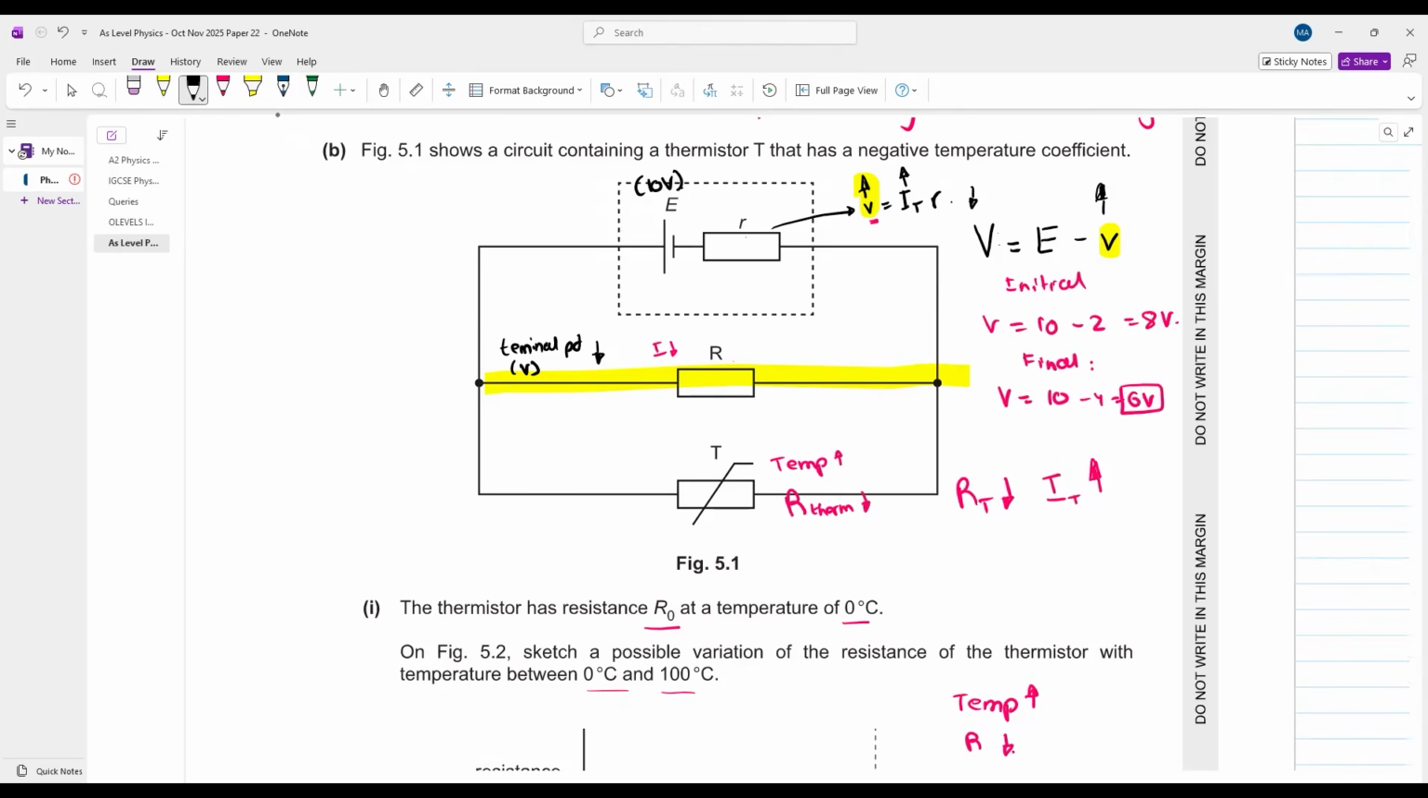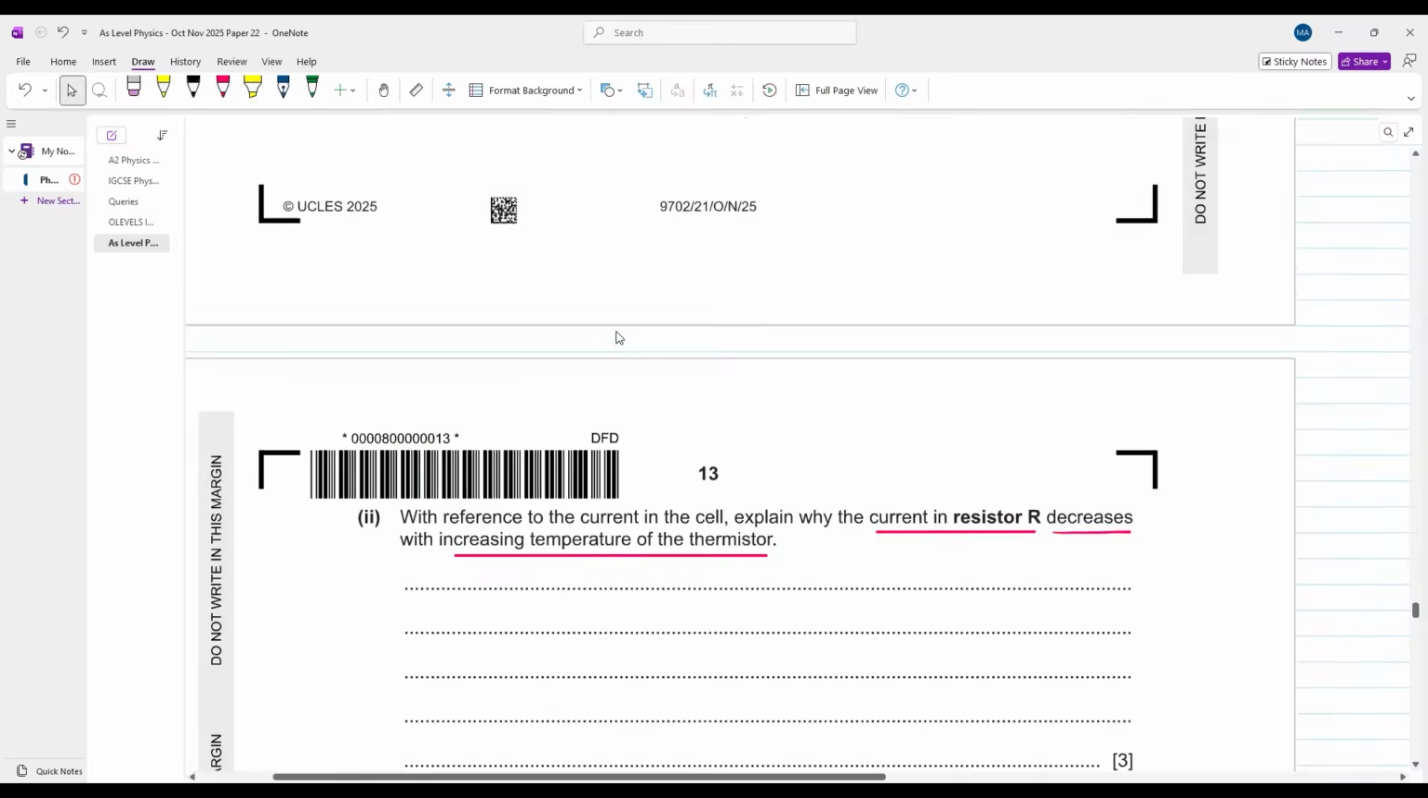Okay. Now you know that the terminal potential difference V is decreasing, but still you cannot connect the dots on why the current decreases because of the decrease in V. Let's analyze one thing. V is equal to IR. Can you realize the resistance of this resistor is constant? That means voltage is directly proportional to current. If your terminal potential difference decreases, the current in this resistor decreases. This is a detailed answer.